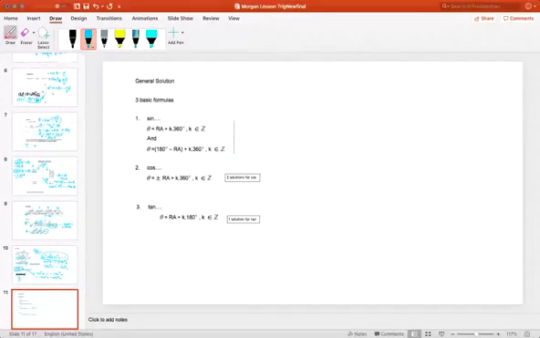General solution. Oh, general solution is a headache for a lot of people. They're not sure how to apply it. So I've reduced it for you to 3 basic formulas. The first formula is your sine. Now, we need to understand what general solution means. So let's draw our original sine graph.